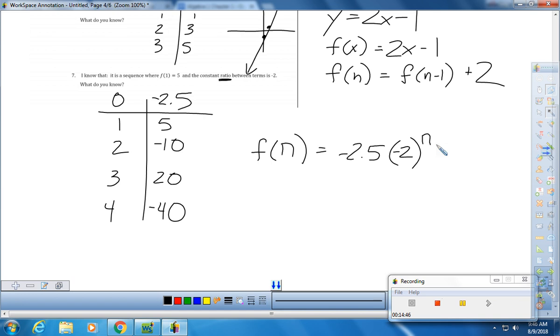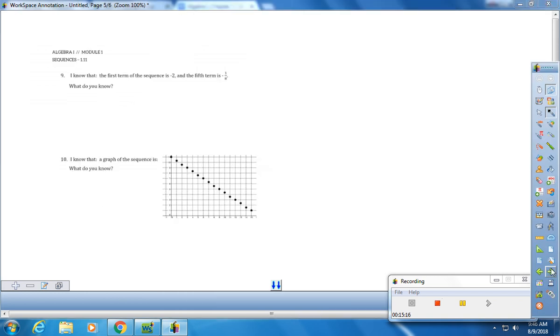And let's see, this graph is going to be wild. I don't even know that we can graph this. I mean, it makes sense of it. 1, comma 5, 2, comma negative 10, 3, comma 20. Okay, we'll have to put this in our Desmos, which is what we're going to lead off the next section with, the next chapter. So we'll get to that. Don't worry about the graph.